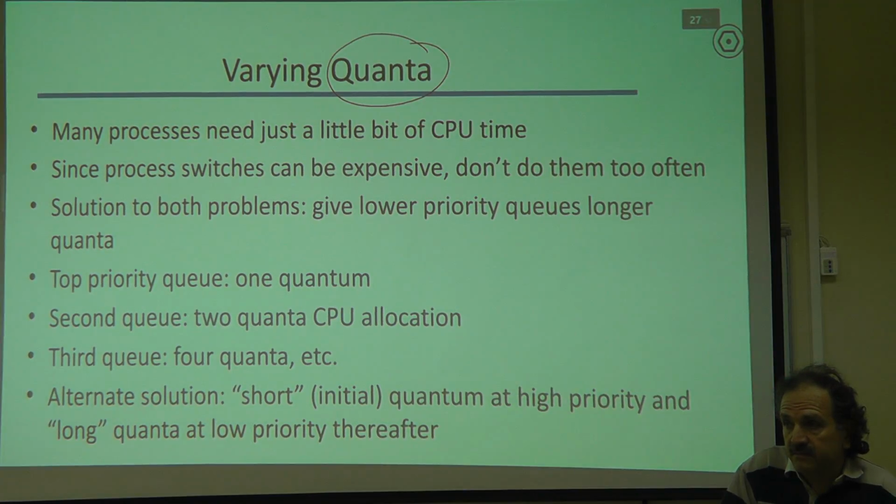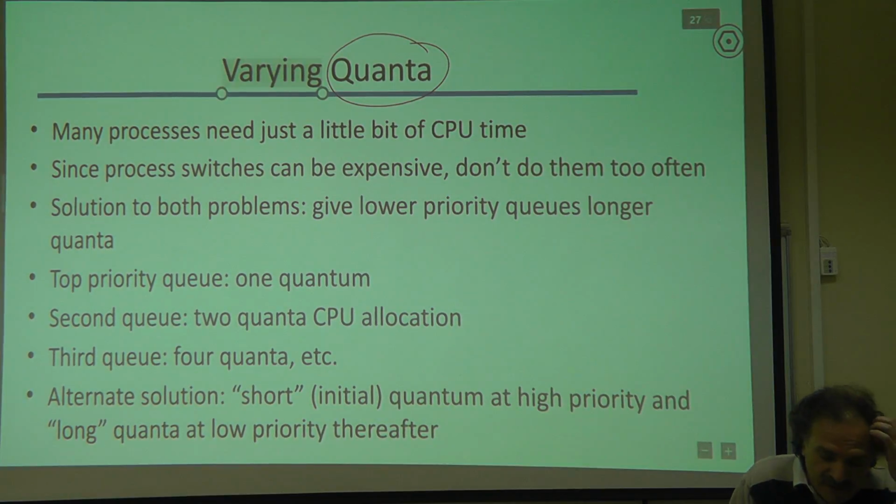What is quantum? The amount of time each process has on the CPU, right? That's the quantum. What is quanta? Quanta is the plural of quantum. It means many quantum. Since these are from old Latin days, you don't say quantas or quantums, you say quanta. So varying quanta means that we can change the quantum duration.